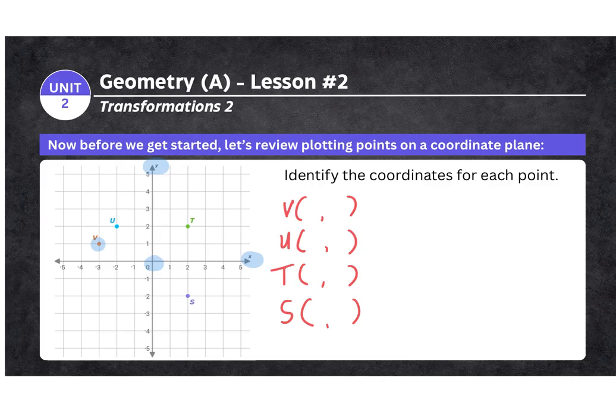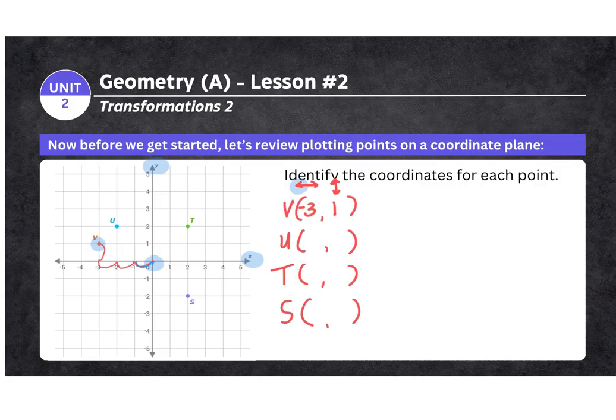Remember, this first coordinate is our x-coordinate, and that shows us which direction we go, either left or right. Our second one is up or down. Taking a look here, we go 3 to the left, so -3 in the x direction, and +1 in the y direction. So V is -3, 1.